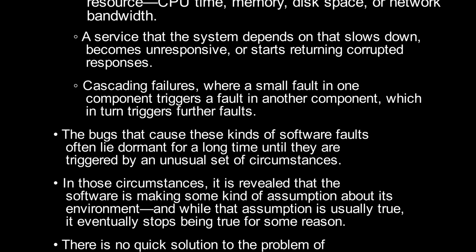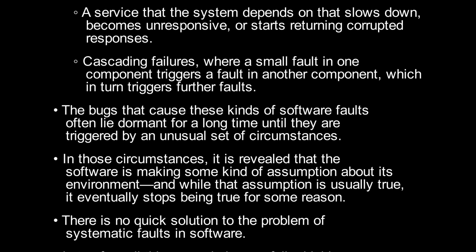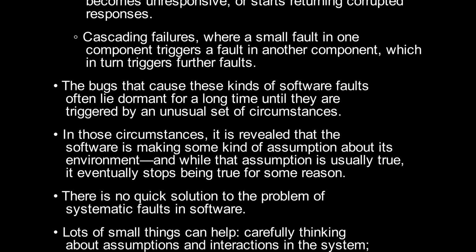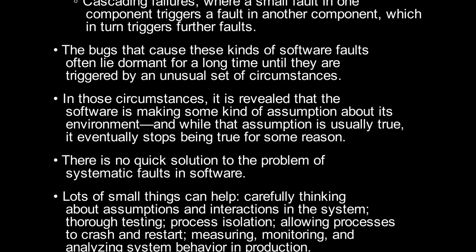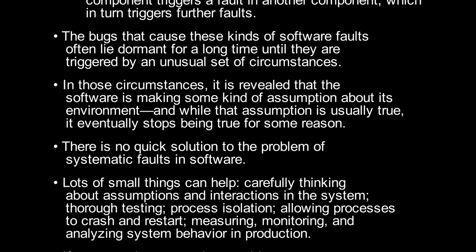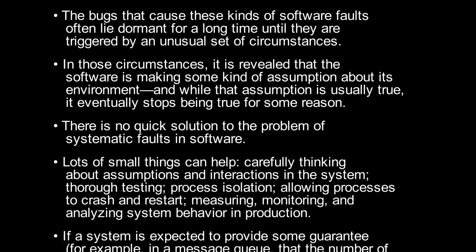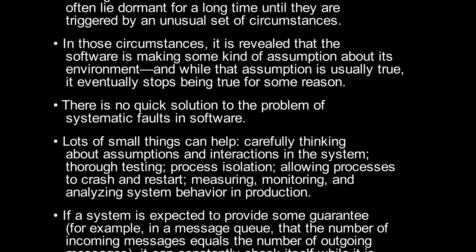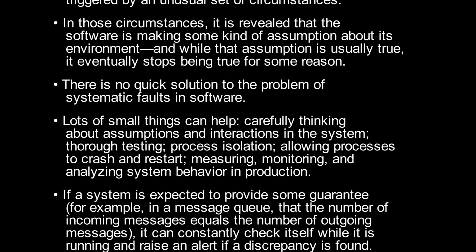In those circumstances, it is revealed that the software is making some kind of assumption about its environment, and while that assumption is usually true, it eventually stops being true for some reason. There is no quick solution to the problem of systematic faults in software. Lots of small things can help: carefully thinking about assumptions and interactions in the system, thorough testing, process isolation, allowing processes to crash and restart, measuring, monitoring, and analyzing system behavior in production.